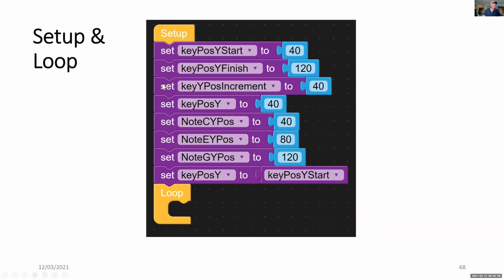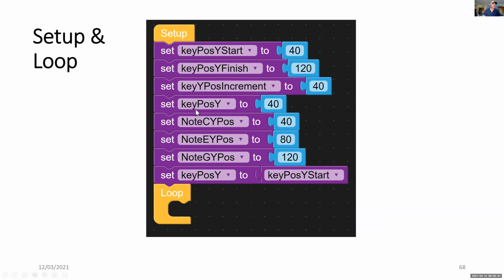So let's have a look at the setup. We're going to establish a number of variables here, and these represent the position of Y. So our key, and this represents where Y is. The key Y for the start will be at 40. The key Y for finish is at 120. And you can get an appreciation of where these numbers come from by graphing this yourself using paper and pencil, and you'll come up with these numbers.